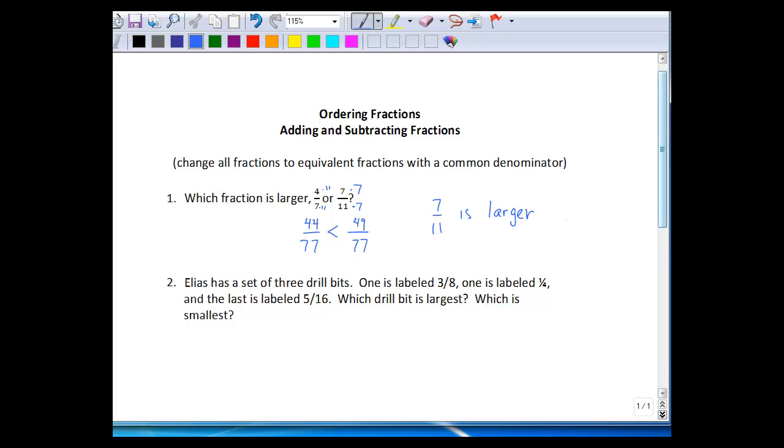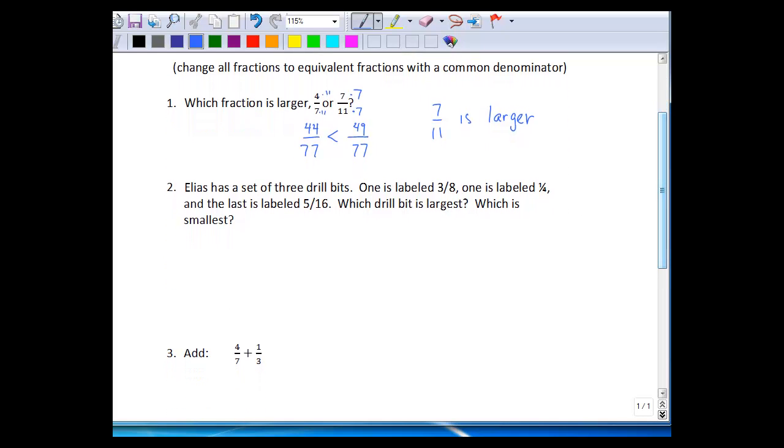Here's a second question involving comparing the size of fractions. We've got 3/8 as a size of a drill bit, 1/4, and 5/16. So let me write them down. 3/8, 1/4, and 5/16. If I look at all three of those fractions and I think about what the common denominator is, I think the common denominator for all of them is 16.